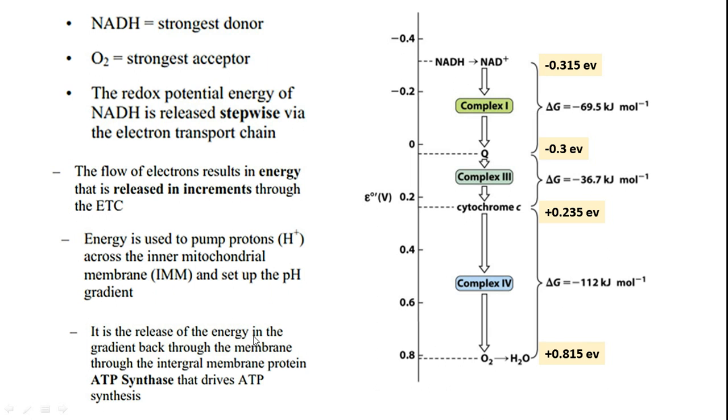It is the release of energy in the gradient back through the membrane, through the integral membrane protein ATP synthase, that drives ATP synthesis. Okay friends, this is what we have seen in the last class, where the proton motive force, the pH gradient generated across the membrane, actually makes the protons rush through certain specialized proteins. We call them ATP synthase enzymes. They make use of the energy generated in that process to be utilized for ATP synthesis.